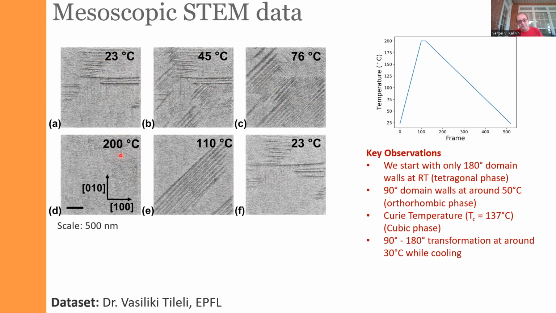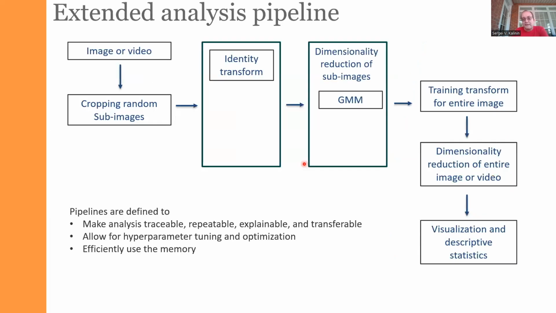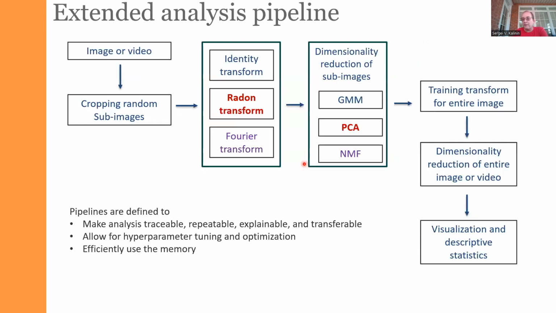It's a phase transition. Then when you lower the temperature, first they form orientation in this direction, and then they kind of go back to roughly where they were before. So it turns out that we can use exactly the same type of pipeline in order to analyze this type of images. Start with the video, create sub-images, create sub-transform.